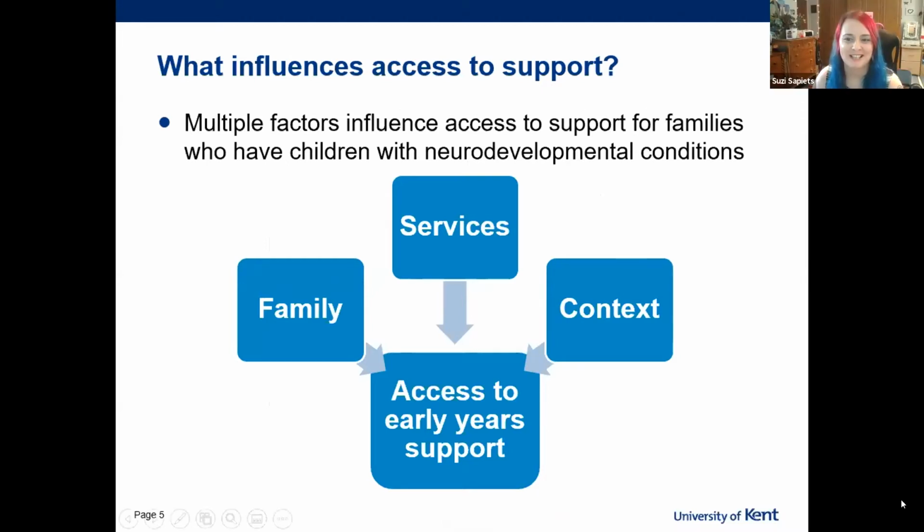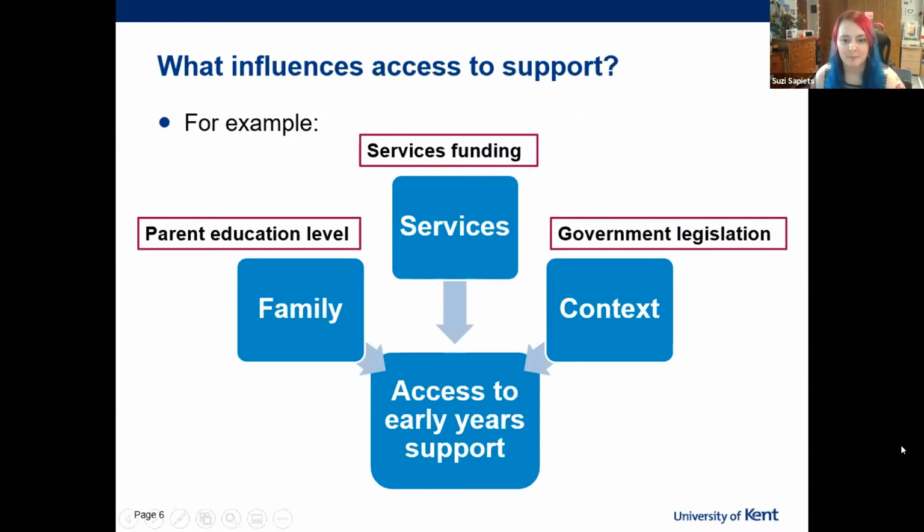So what influences access to support? So multiple factors have been found to influence access to support for families who've got a child with suspected or diagnosed neurodevelopmental condition. And these can be grouped as factors relating to the family, services, or the wider context. So for example, parental education level is a family level factor which has been found to be associated with access to early years support, with increased parental education level being associated with increased access to early years support.